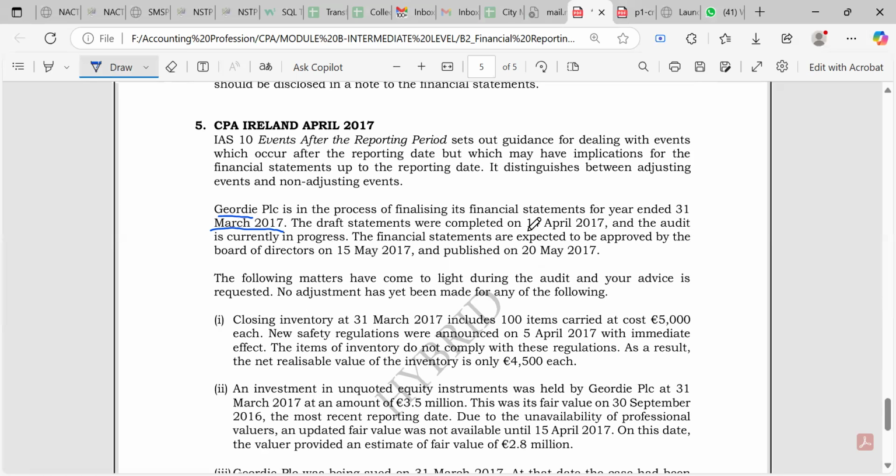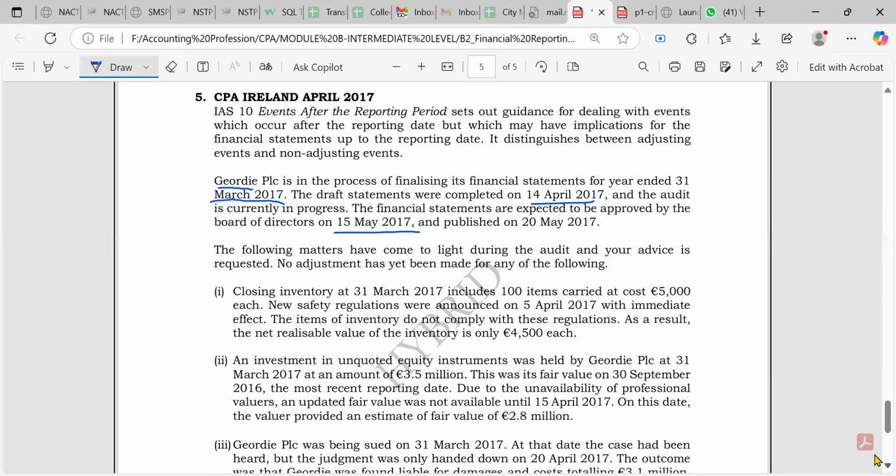So the year ends 31st March, but they are completed on 14 April 2017, and the audit is currently in progress. The financial statements are expected to be approved by the board of directors on 15 May 2017 and published on 20 May 2017. So when they are approved, it means they'll be ready on 15 May, right? Then they're telling you the following matters have come to light during the audit and your advice is required. No adjustment has yet been made for any of the following.